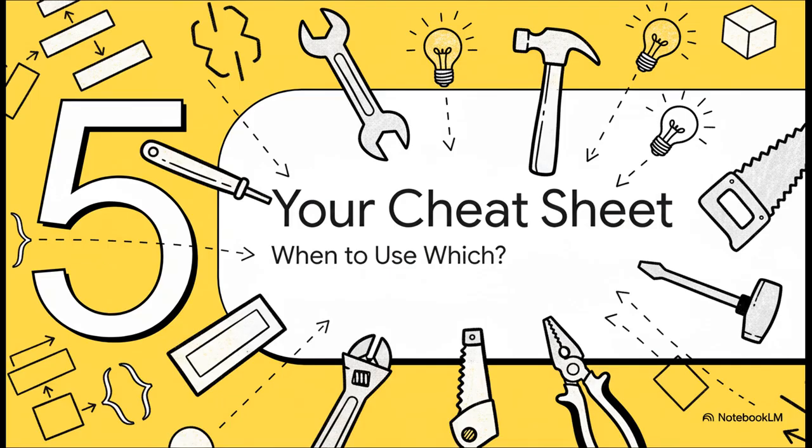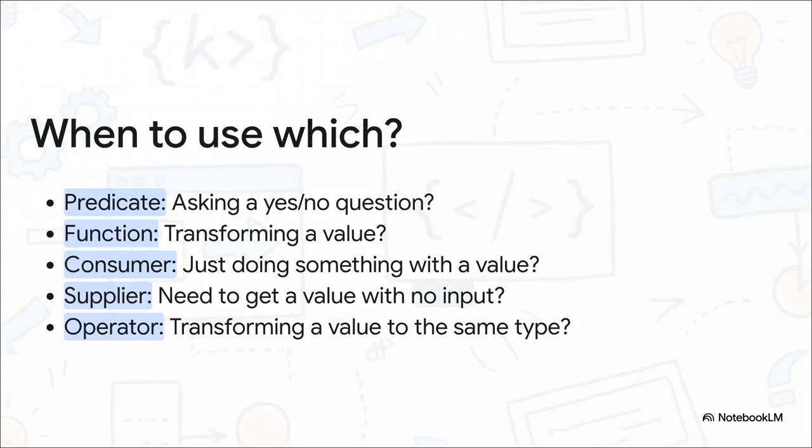Okay, I know that was a lot of information, kind of a whirlwind tour. So let's boil it all down into a simple, practical cheat sheet to help you decide exactly which tool to grab from your new toolkit. When you're writing your code, it really all comes down to asking the right question. Are you asking a yes or no question about something? Use a predicate. Are you transforming a value into something else? That's a function. Are you just doing something with the value and that's it? That's a consumer. Do you need to generate a value from scratch? That's a supplier.